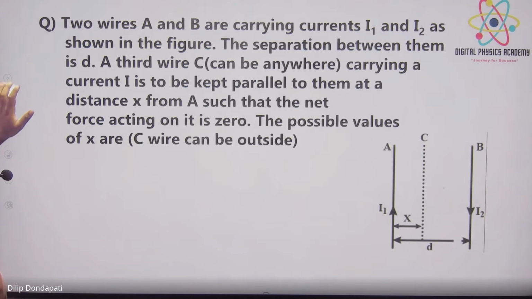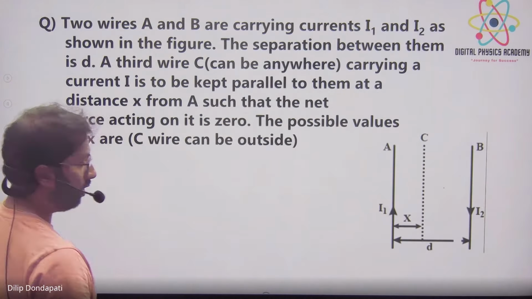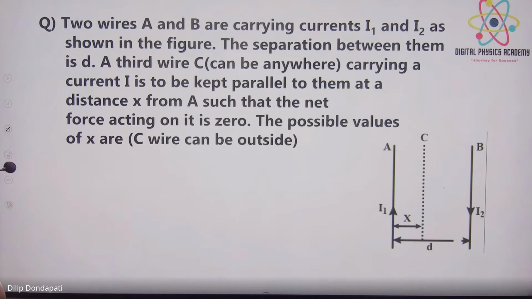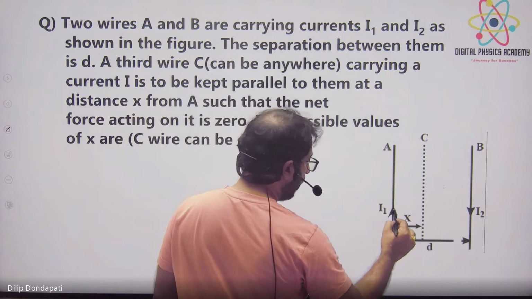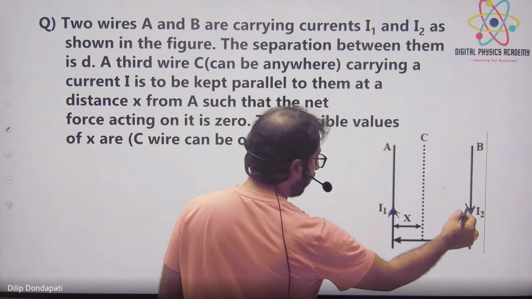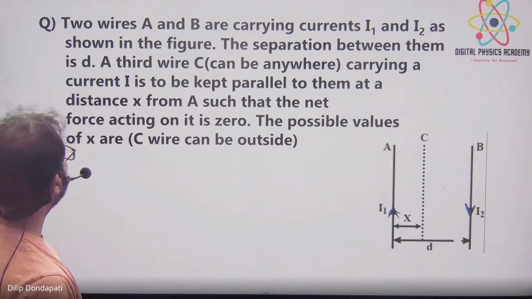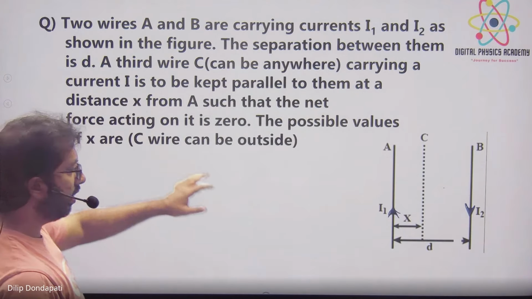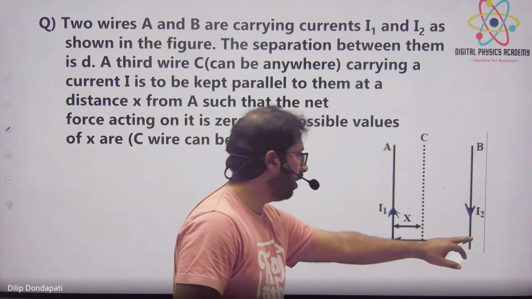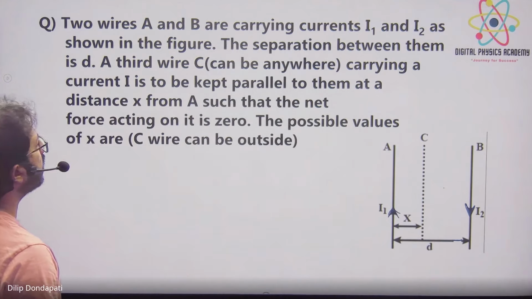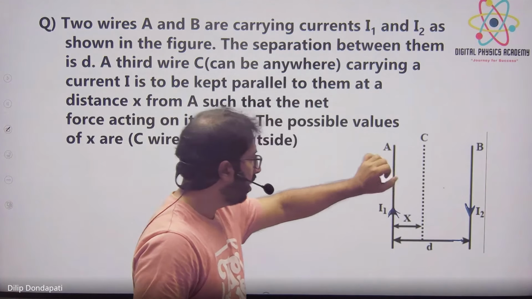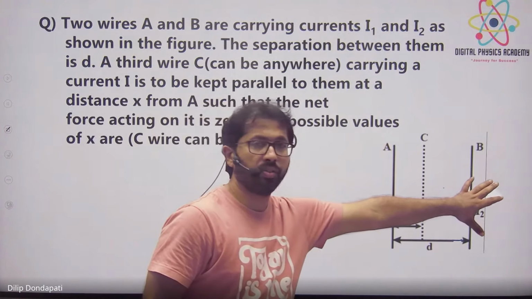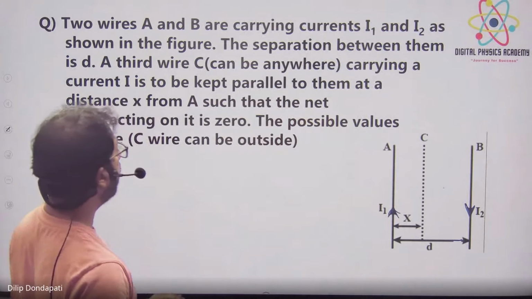Next. Read the question, understand and tell. Two wires A and B carry currents I1 and I2 as shown in the figure. The separation between them is D. A third wire C can be anywhere. See, I drew C with a dotted line. It can be here, it can be here, or it can be outside B. It can be anywhere.